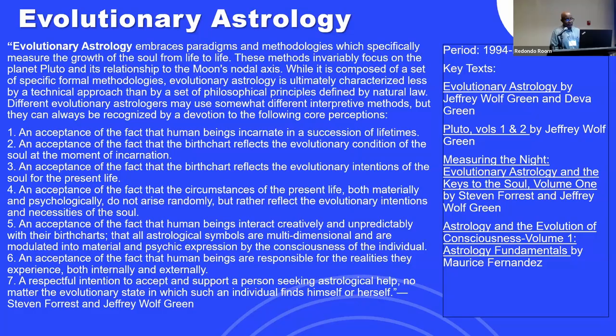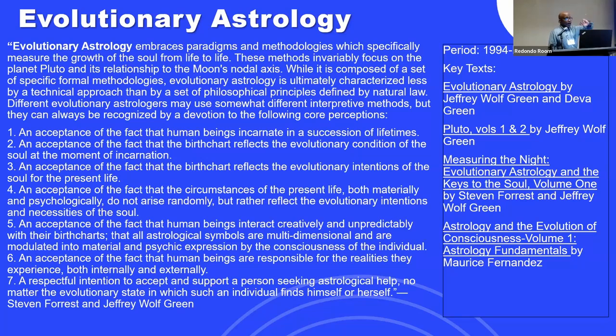So it says evolutionary astrology embraces paradigms and methodologies which specifically measure the growth of the soul from life to life. Again, reincarnation. These methods invariably focus on the planet Pluto and its relationship to the moon's nodal axis, meaning the north and south node, lunar nodes. While it is composed of a set of specific formal methodologies, evolutionary astrology is ultimately characterized less by a technical approach than by a set of philosophical principles defined by natural law.